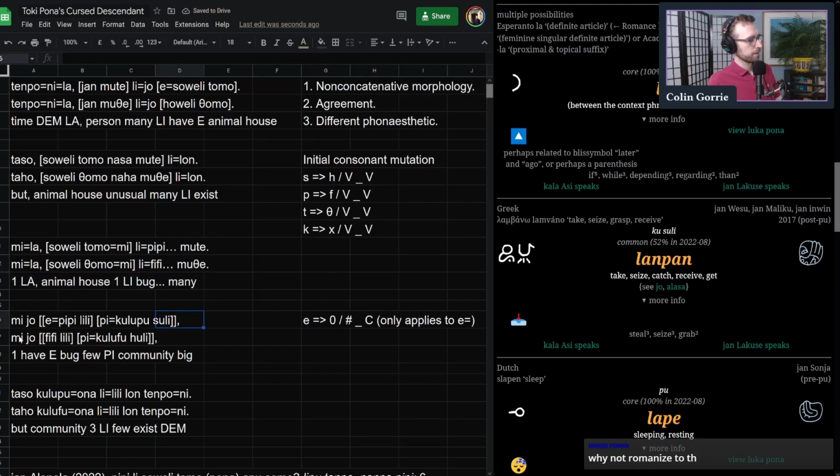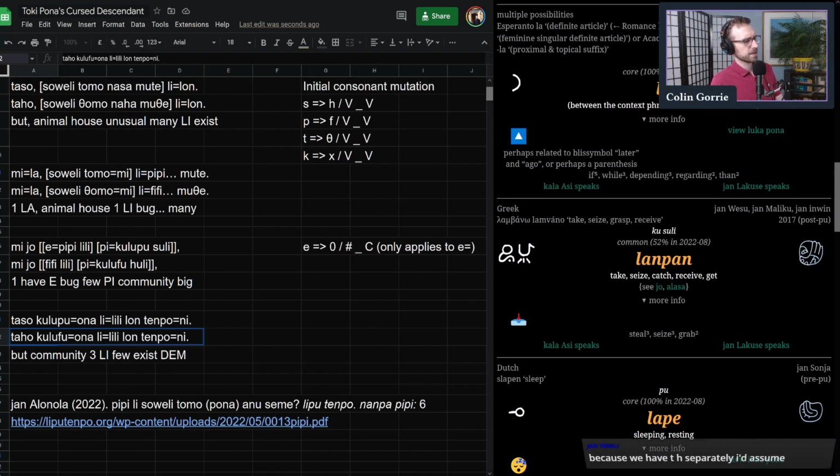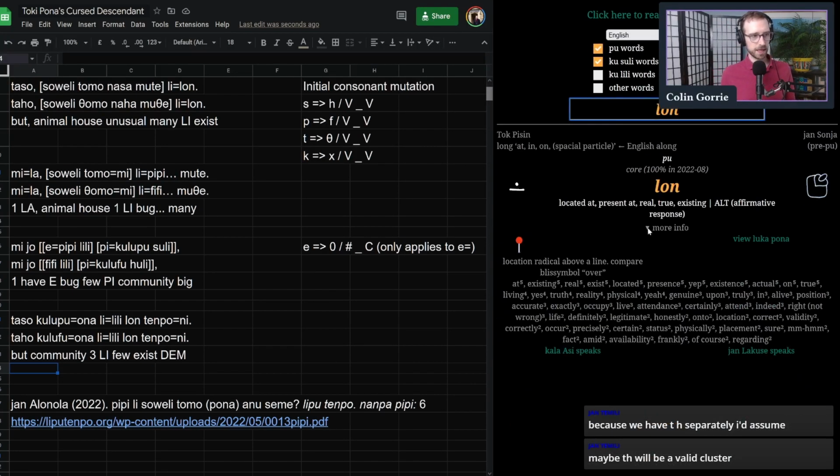And then we have mio fifi lili pikulu fuhuli. No T's there to do. Taho kulufu ona lilili lon tempo ni. And the question is, well, this wouldn't mutate anyway because of the N, but would lon tempo ni form a phrase? But their communities, and then how do we, I glossed it as few. I'm not sure if that's the right gloss.